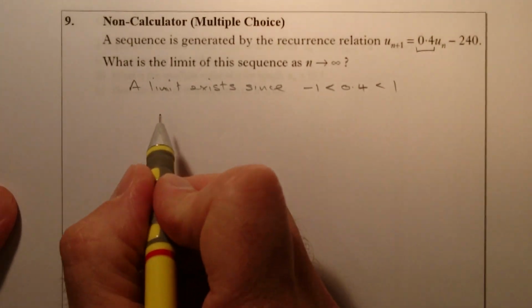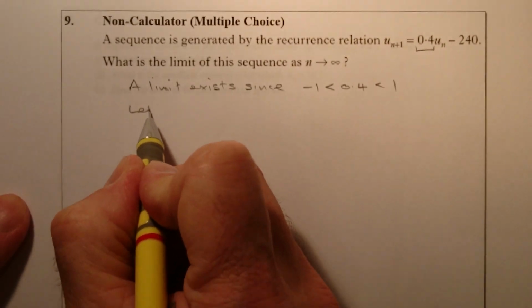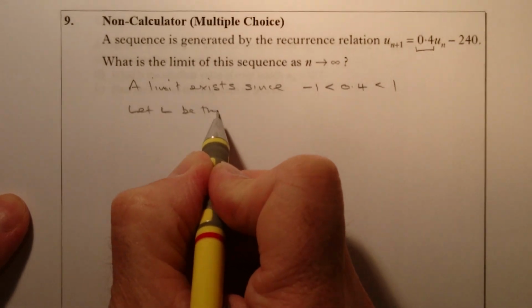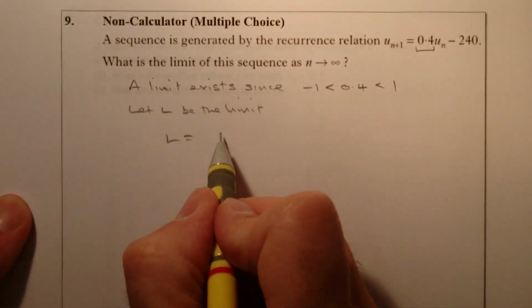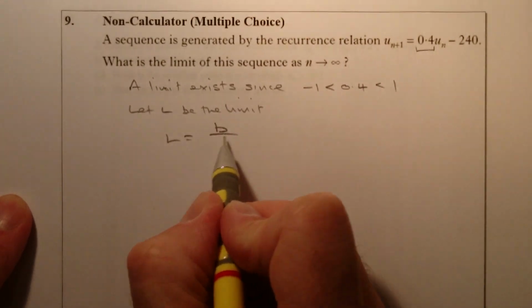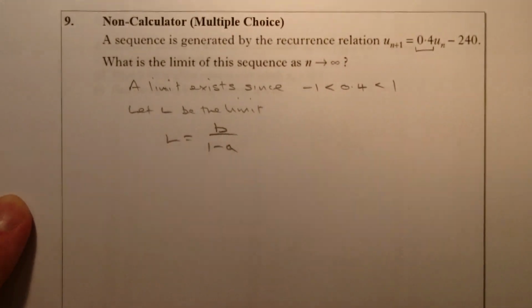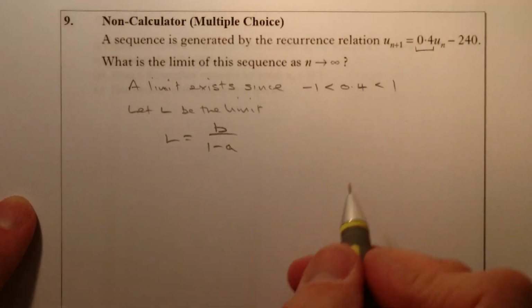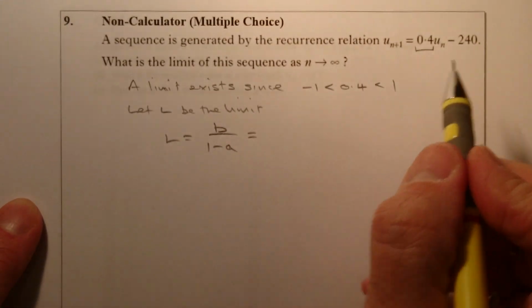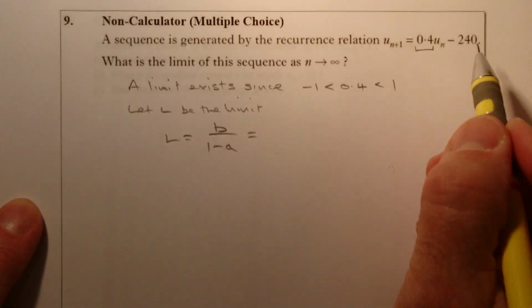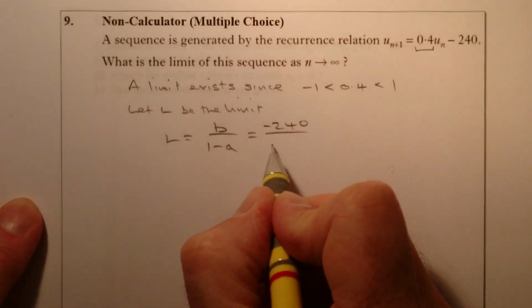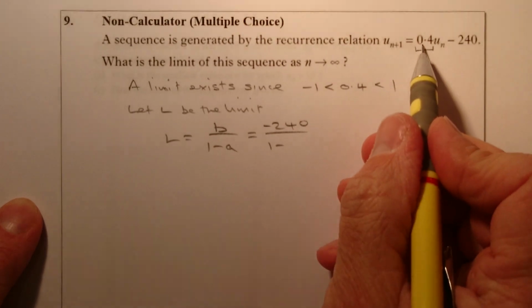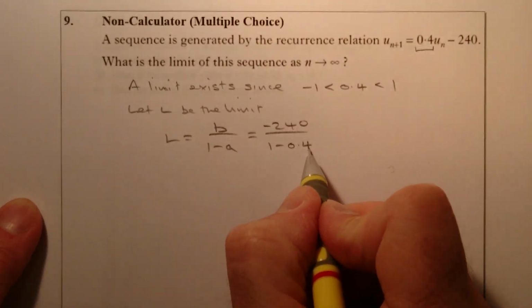We're going to use the limit equation. So let L be the limit. L is going to be equal to B all over 1 minus A, just as a straight equation from there. So we're going to substitute some values in. This will be my B value here, so I've got minus 240. On the bottom I've got 1 minus A, and this is my A value, which is 0.4.